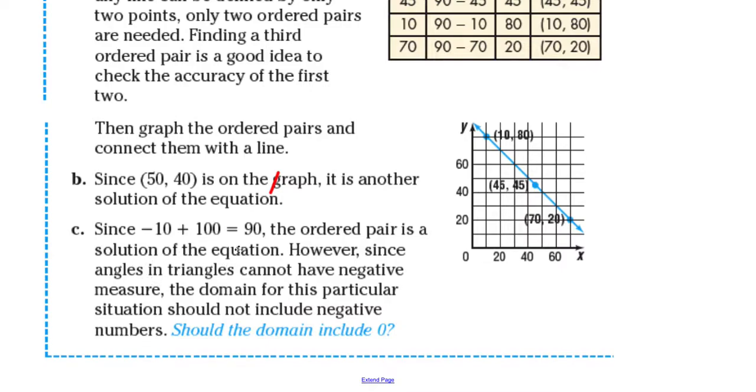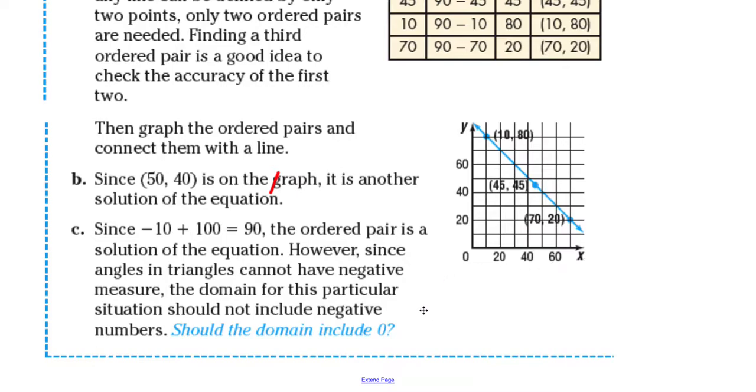However, since angles in triangles cannot have negative measure, the domain for this particular situation should not include negative numbers, and that's the reason why we're only graphing this in quadrant 1. There is no such thing as a negative measure in a triangle.